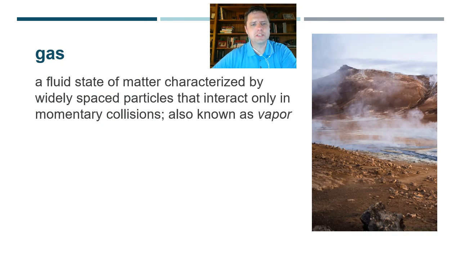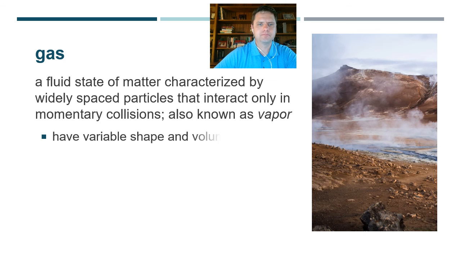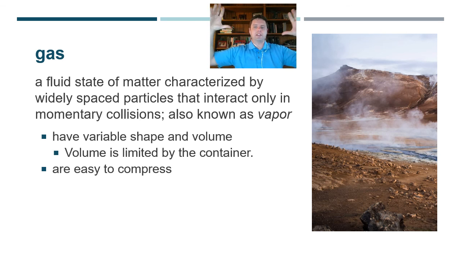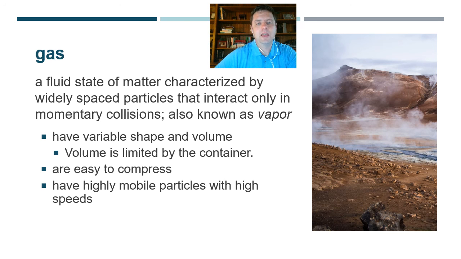Now, a gas is a fluid state of matter characterized by widely spaced out particles that interact only in momentary collisions, and they're also known therefore as vapor. They have a variable shape and volume. Their volume is limited by the container. They're easy to compress, right? With gases, you can compress them and expand. They kind of just take up the space of the container that they're in. And they have highly mobile particles with high speeds. So the particles are moving around fast. There's a lot of flexibility. They can be compressed or they can spread out.